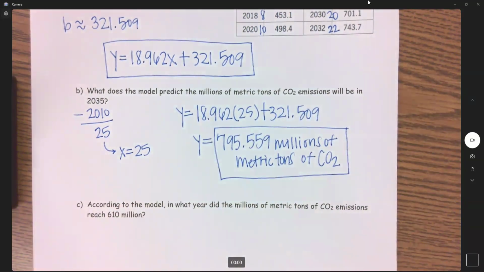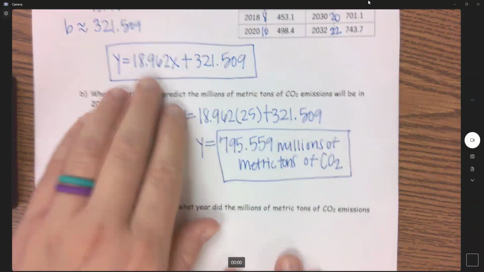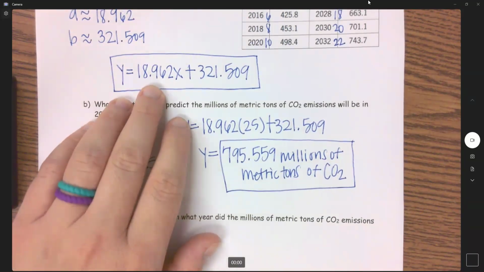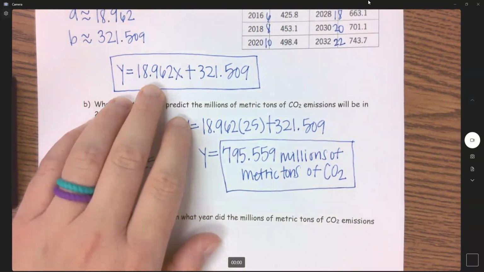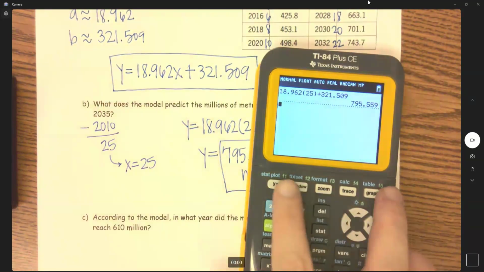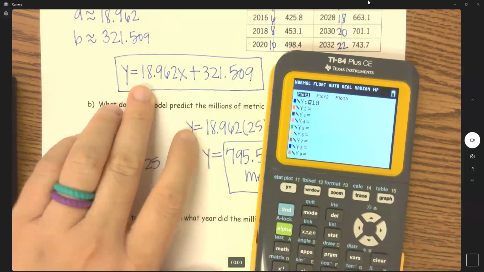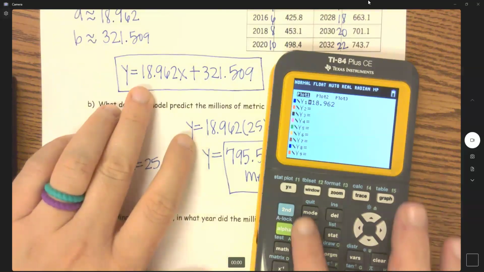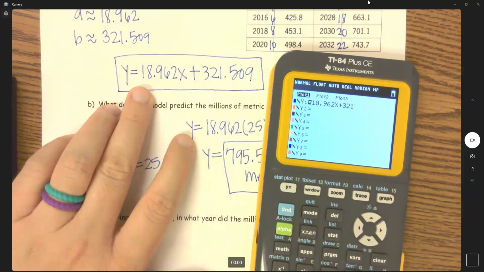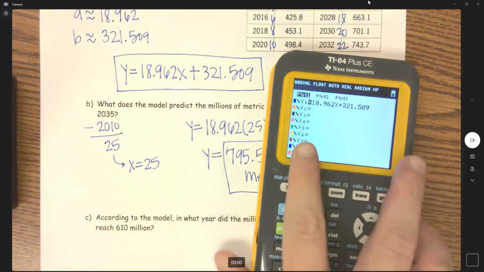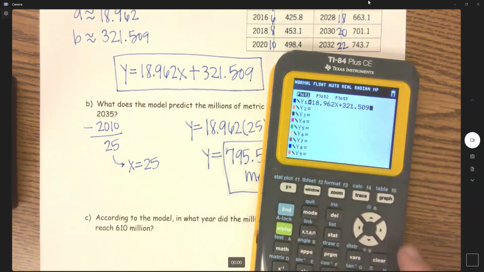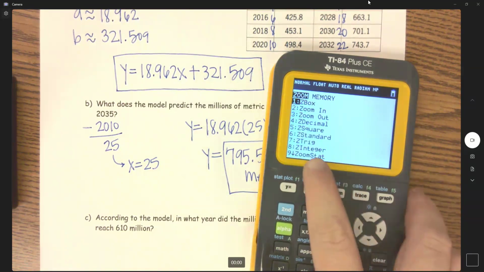Now, the other way to do this is to put this in your graph and use your trace feature. So if I put my equation here into my y1, my plot 1 has already been turned on, and I am going to hit zoom 9. Anytime I'm using these regressions, I'm going to use that zoom 9 for zoom stat.